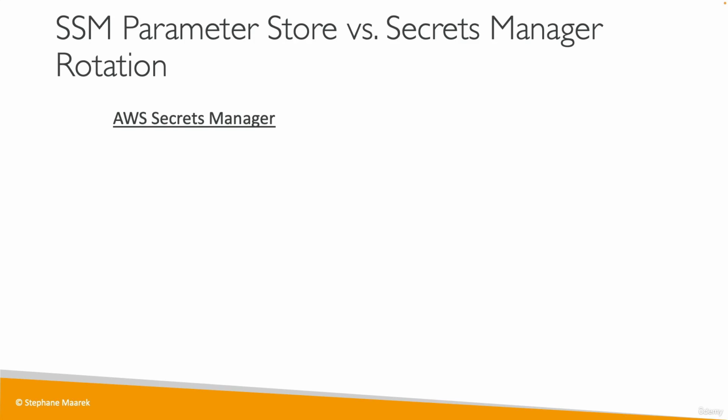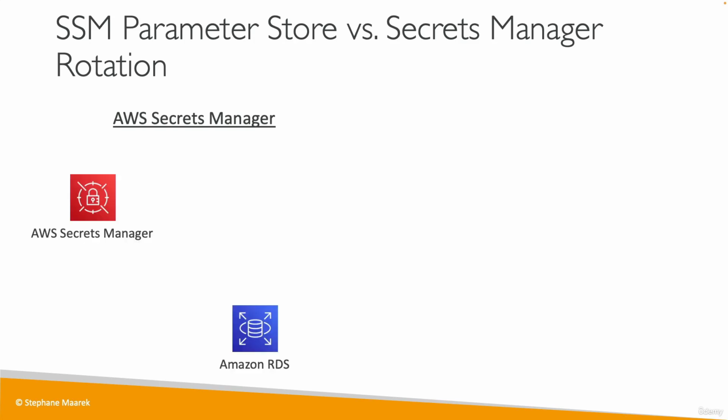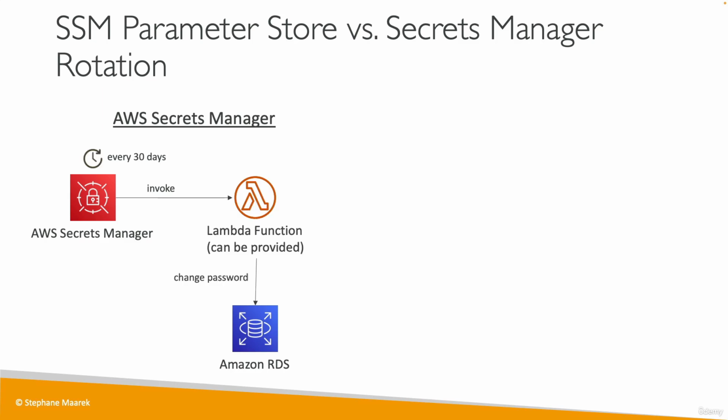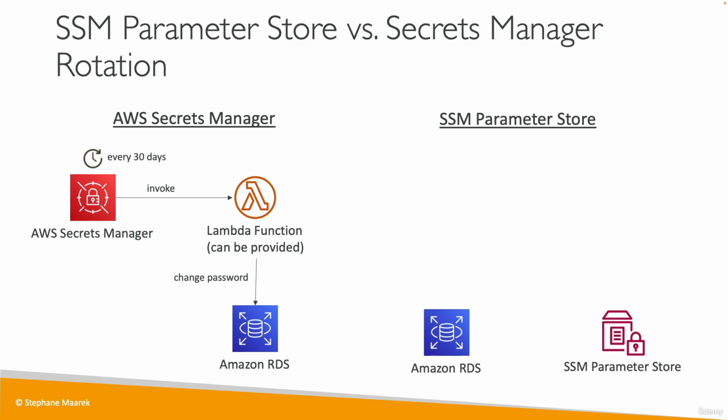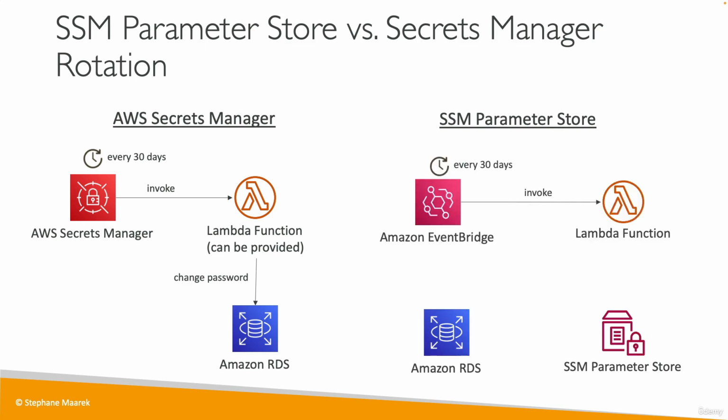So in terms of rotation, if you look at Secrets Manager, there is, for example, deep integration with RDS. And the way it works is that in the backend, a Lambda function is going to be invoked every 30 days. It's going to change the password on Amazon RDS and also change the password in Secrets Manager. Whereas if you use the SSM Parameter Store, say you had your RDS secret in the Parameter Store, well, you would need to create an Amazon EventBridge rule to invoke a Lambda function every 30 days that would change the password and change the value. But it's up to you to maintain this kind of integration, whereas it's provided by Secrets Manager automatically as a rotation feature.